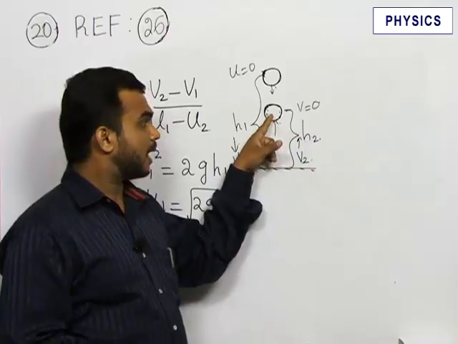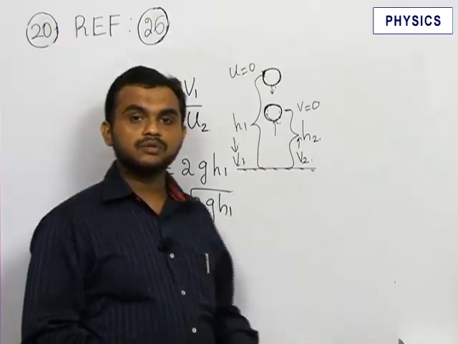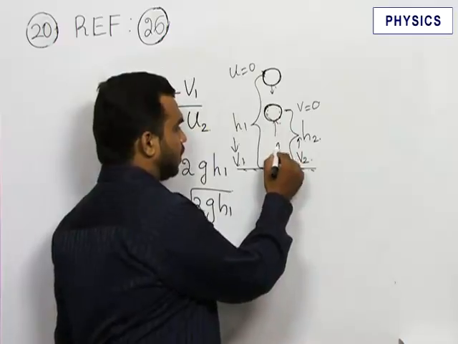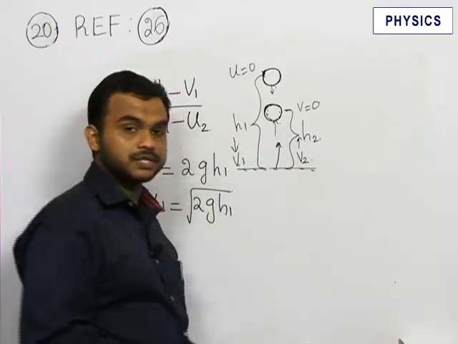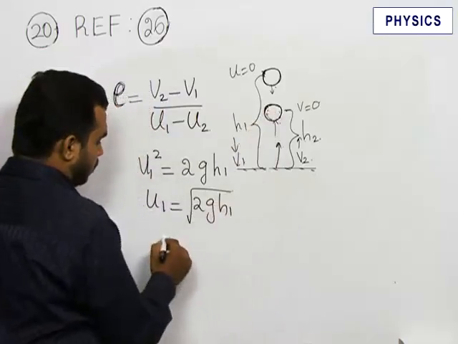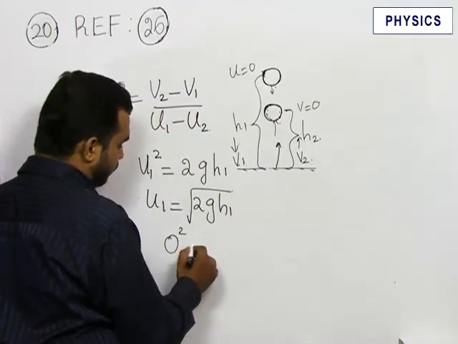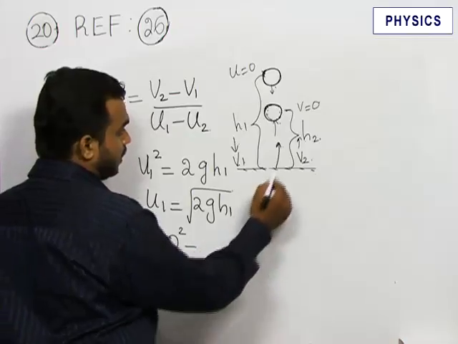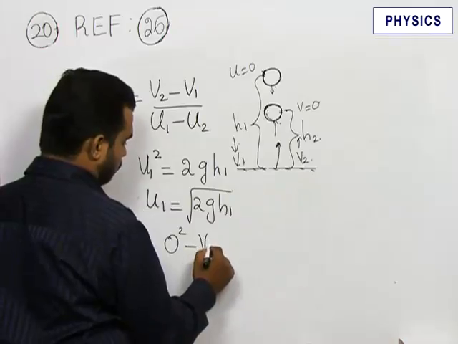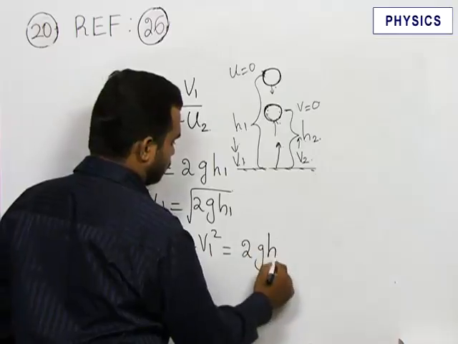When it reaches the maximum height, the velocity is again 0, and we write the equation v square is equal to u square plus 2as for the upward motion. In this case the velocity is in the upward direction, whereas in the previous case the velocity was in the downward direction. Again we write v is equal to 0, so v1 square is equal to 2gh2, that is the velocity after collision.